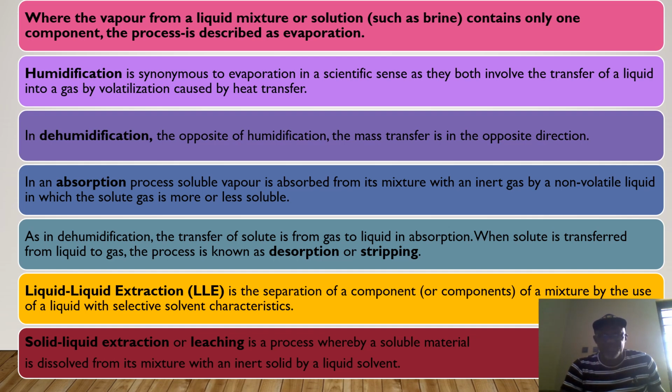We also have the absorption process. We also have the adsorption process. In the absorption process, a soluble vapor is absorbed from its mixture with an inert gas by a non-volatile liquid, in which the solute gas is more or less soluble. Also, as in dehumidification, the transfer of solute is from gas to liquid in absorption. When solute is transferred from liquid to gas, the process is stripping or desorption. We also have liquid-liquid extraction. We have solid-liquid extraction, which is called leaching. These are different types of separation processes.